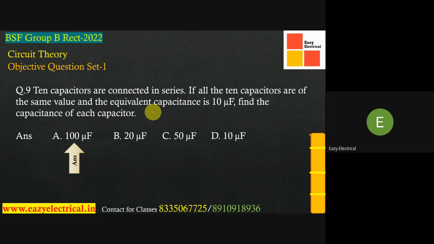So the correct answer given here is 100. How is it coming? Suppose you have n number of capacitances, say 10 capacitances. So you can write it like this: 1 by C equivalent is equal to 10 by C, as all the capacitances are connected in series. If you write 1 by C plus 1 by C, like that up to 10 times, the result will be 10 by C. So from here, C will be 100 picofarad, 100 microfarad, whatever unit they are given, that will be the correct answer.